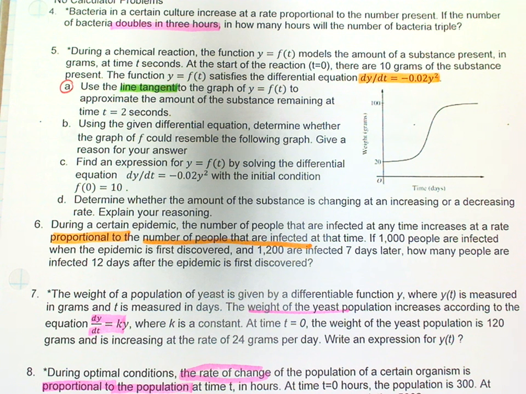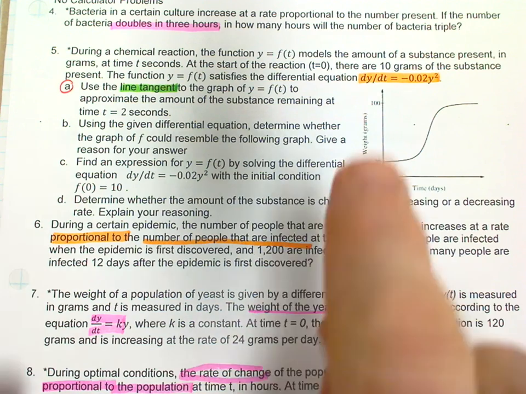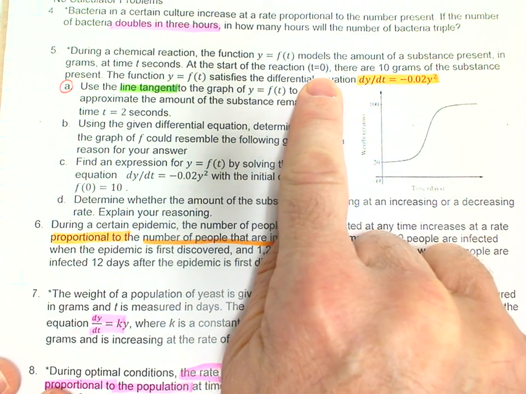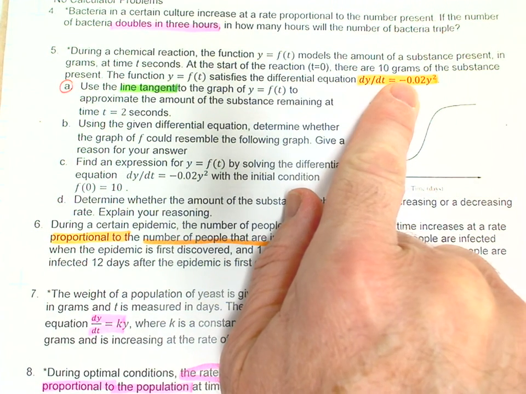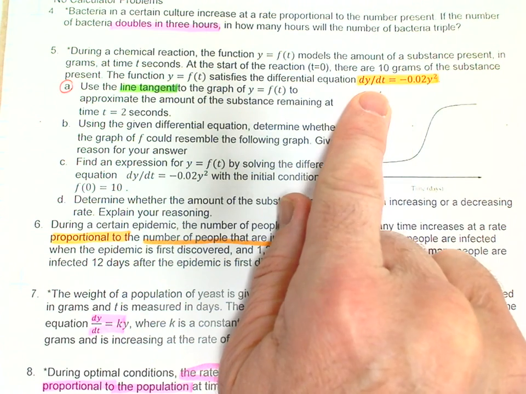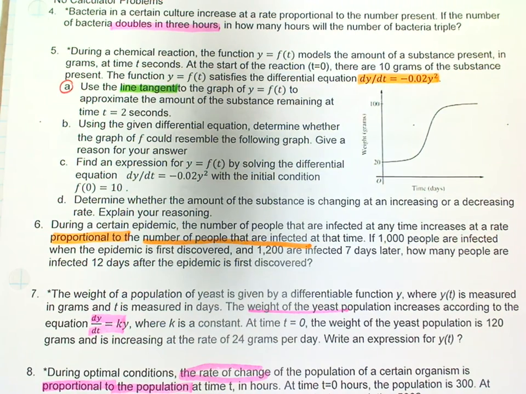Let's take a look at our next problem, the chemical reaction problem. In the chemical reaction problem, they give us an initial condition when t equals 0. We have 10 grams of the substance. They also give us the differential equation. It's already solved for us.